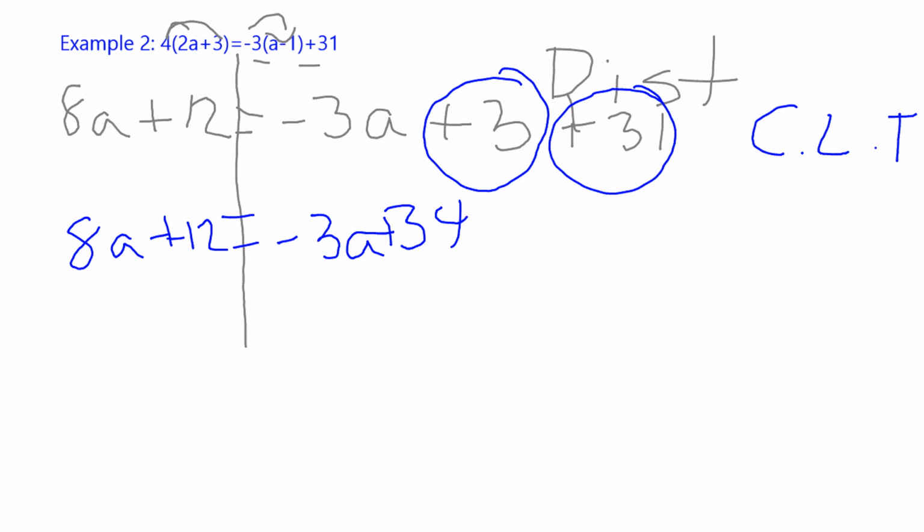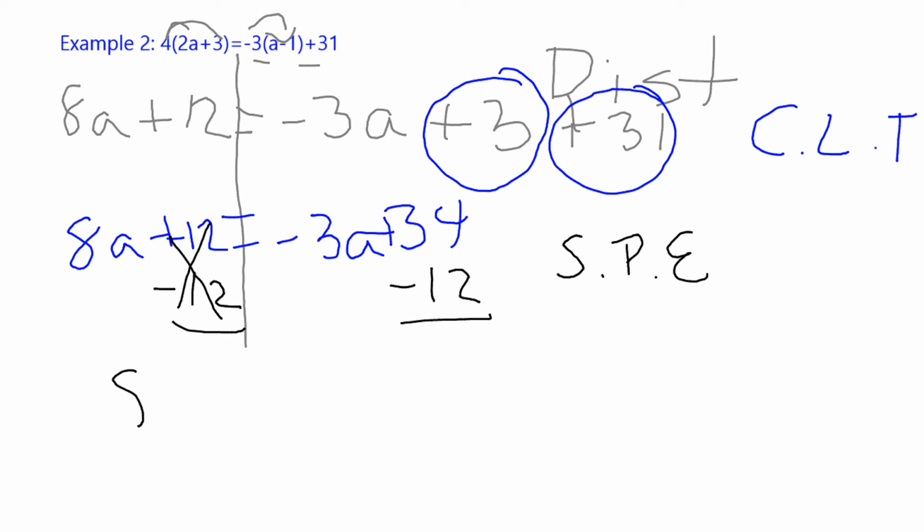At this point, I could determine to move anything that I want to move. So I'm going to determine to move this positive 12 on the left by subtracting 12 and subtracting 12. So I just did the subtraction property of equality. So these cancel, leaving me 8a equaling negative 3a plus 22.